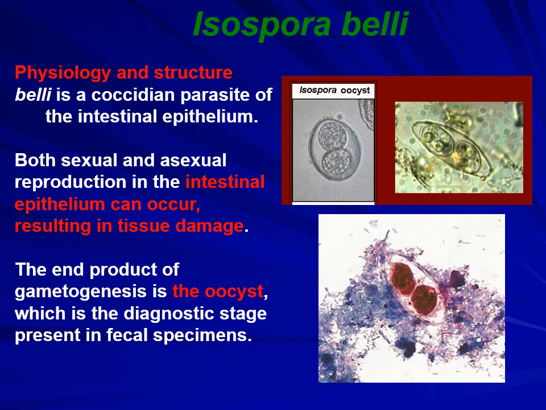For example, these are 2 wet mount preparations showing oocysts of Isospora belli. As you can see, the oocyst contains 2 sacs called sporocysts, each of which contains the 4 sporozoites once it's sporulated. And on this slide, an acid-fast stain also shows a sporulated oocyst of Isospora belli, where again we can see the 2 sporocysts, each of which contains 4 sporozoites.